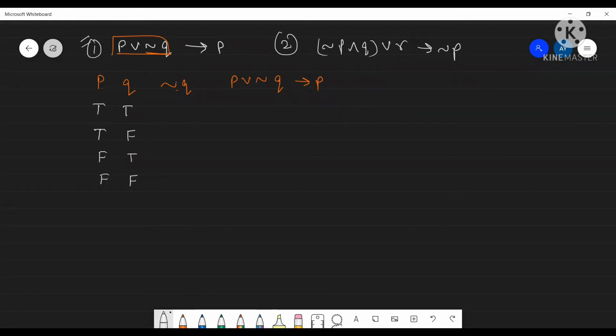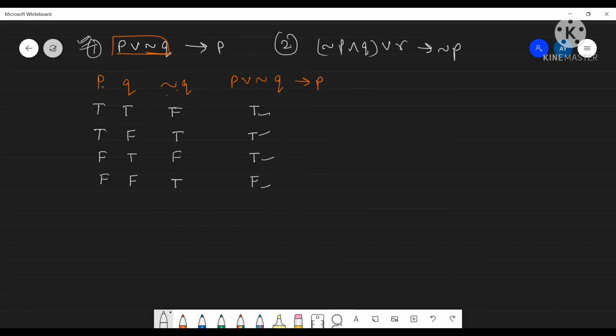So what is the negation of Q? This will become false. This is true. This is false. This is true. Now P or Q is, you already know by the disjunction property. I'm just writing it directly. You'll have true, true, true, and false. This is what the first condition is. That is, they just asked you to find the value of this. So what is it that we got? We got true, true, true, and false.